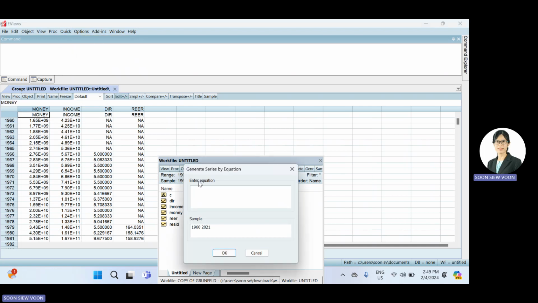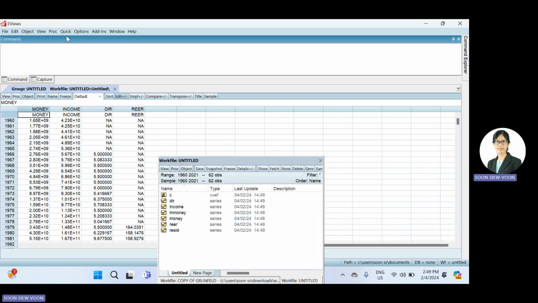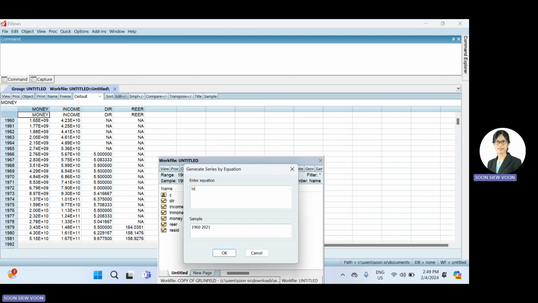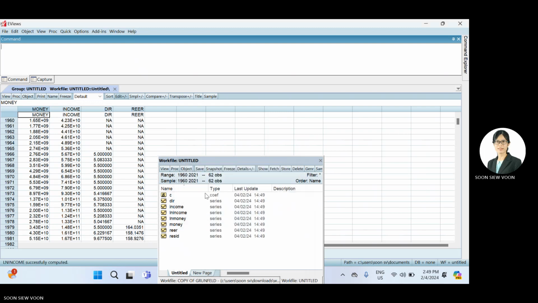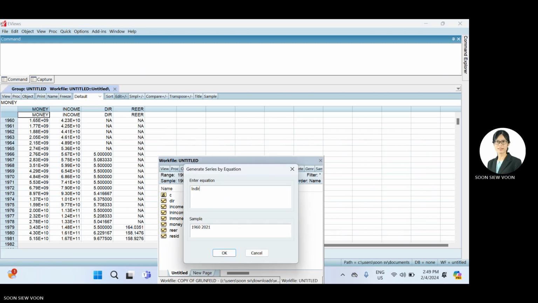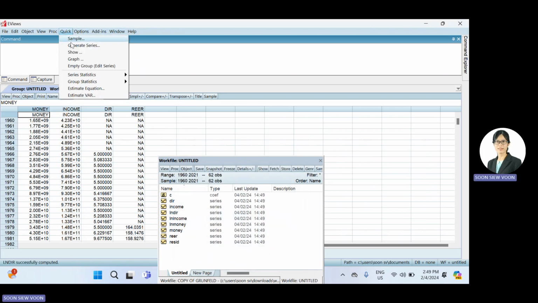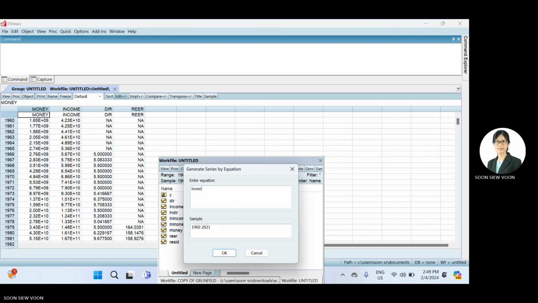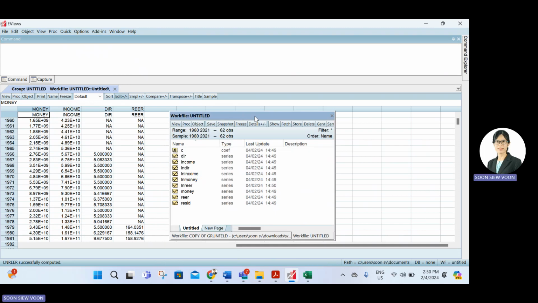Then I need to generate the series. I need to log the series. I use ln money equals log of money in parentheses. Then I also need to log my income, log my interest rate, and log my RER. Okay, done.